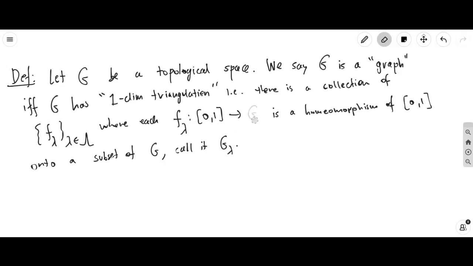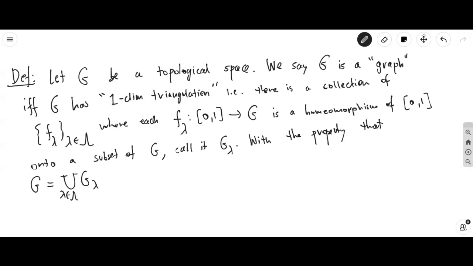We're going to give some examples to show how it works. But the intuition here is that these are going to represent your edges. They're edges, they're intervals. And furthermore, with the property that G is a union of its edges. That makes sense. You're basically trying to say your topological space is made out of what we want to call edges, just like we have in a graph. So it's made out of edges.